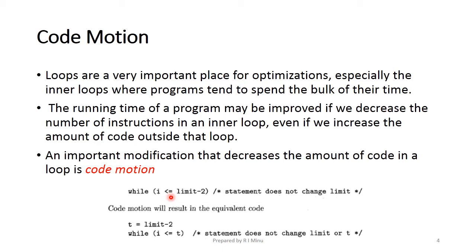Let us see a very simple example: while i is less than or equal to limit minus 2. Whenever this loop is executed, it has to do an extra work of calculating the value of limit minus 2. So instead of putting a burden inside the loop, we can simply find a variable t equal to limit minus 2. Instead of calculating this value inside the loop each and every time, this can be done outside, and we just pass a variable to the loop. So this will literally reduce the execution time.